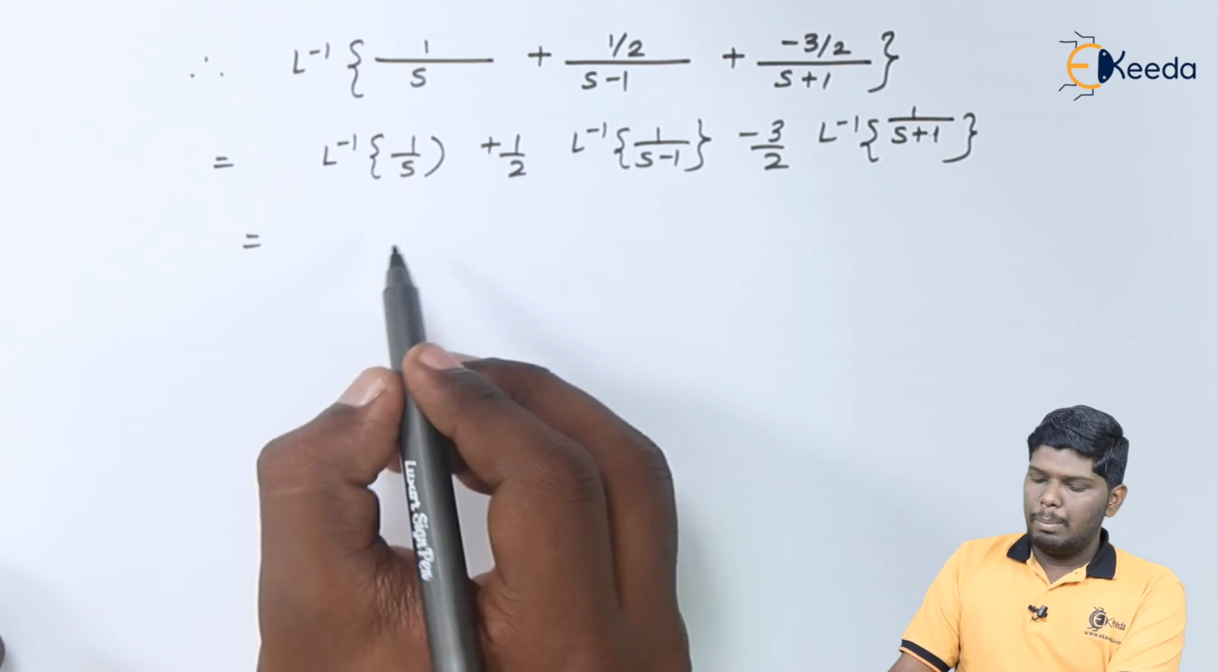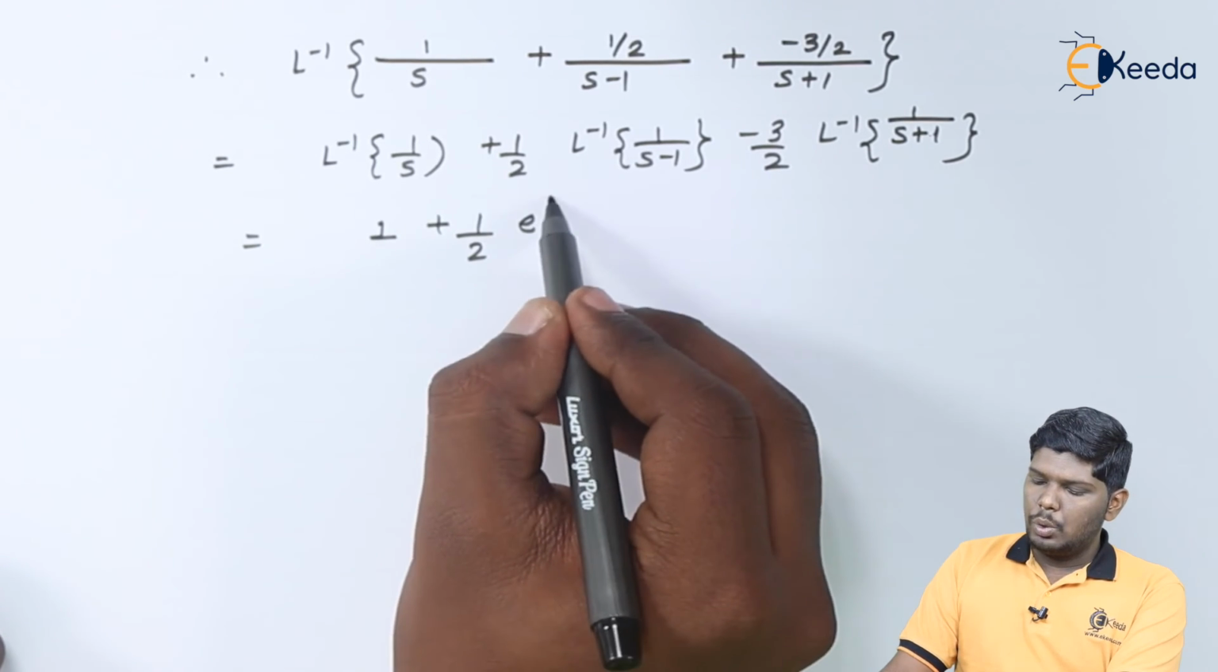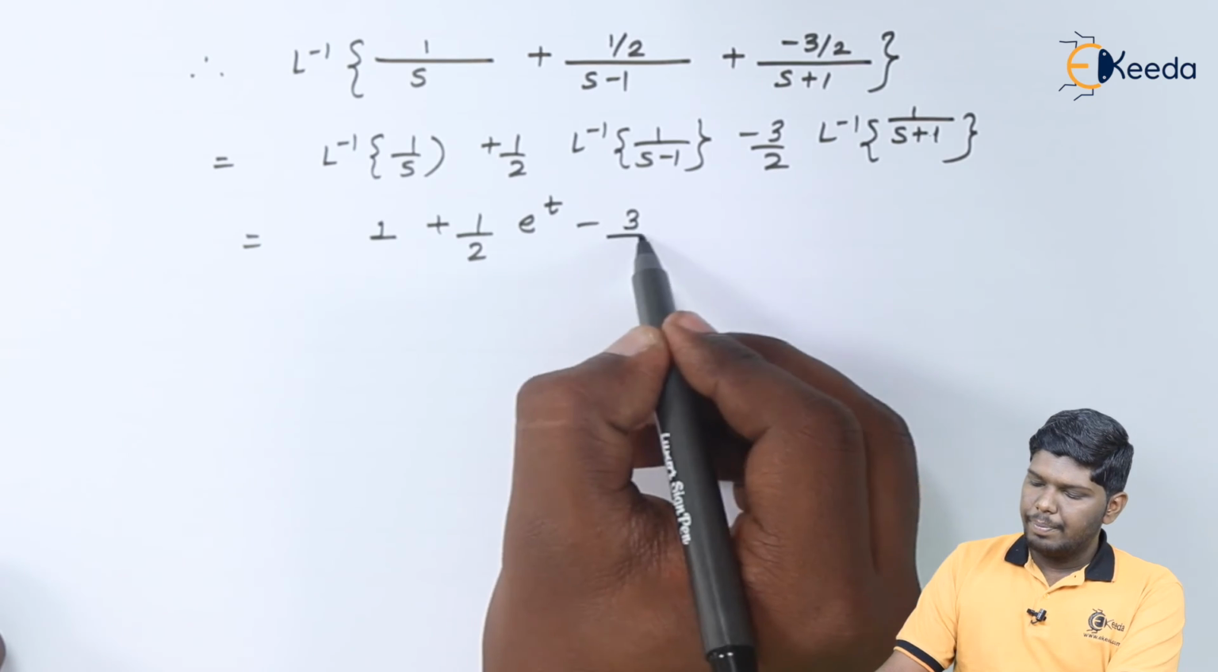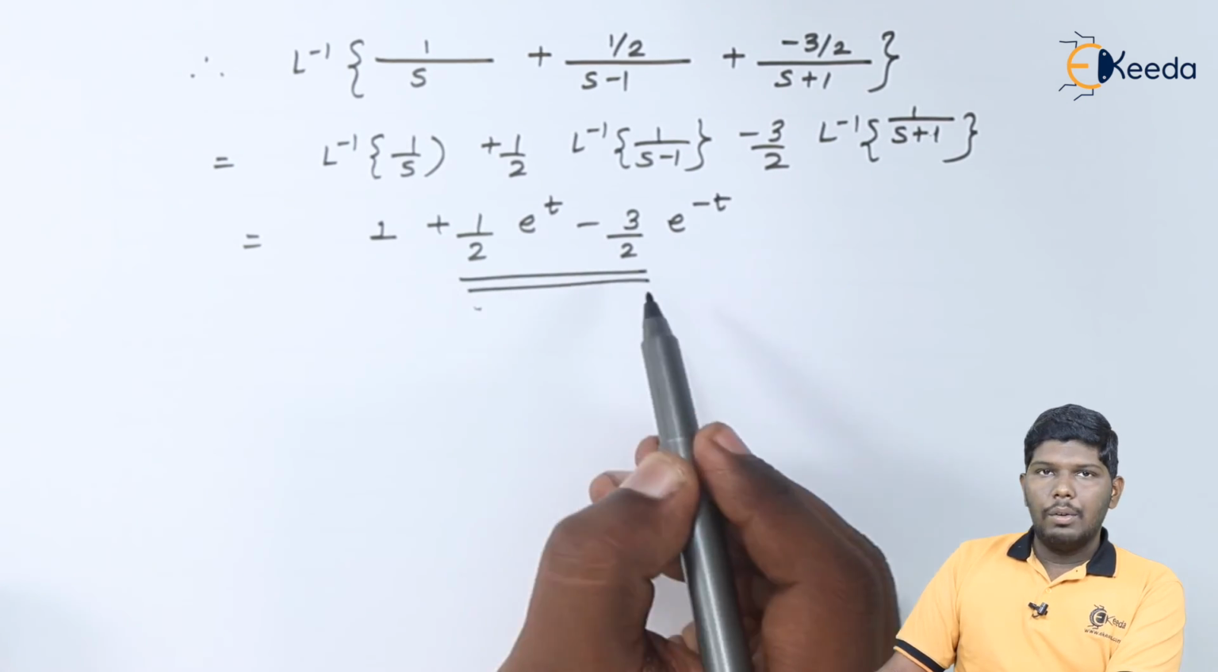Now Laplace inverse of 1 by s is 1. 1 upon s minus 1 will give you e raised to t. And 1 upon s plus 1 will give you e raised to minus t. So this becomes our final answer.